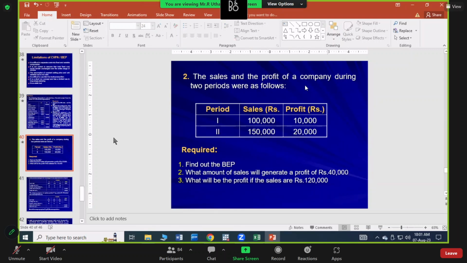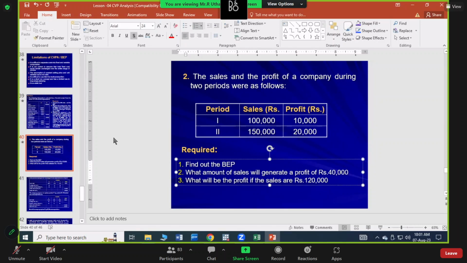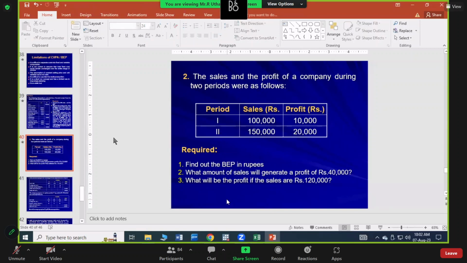The sales and the profit of a company for two periods are given here. What you want to do is find out the break-even point in rupees. Then what amount of sales will generate a profit of 40,000? So these are the questions.